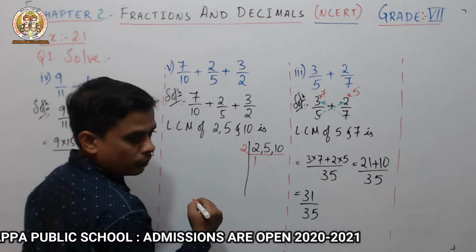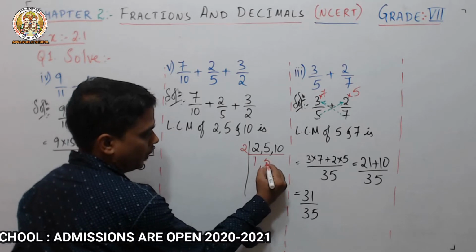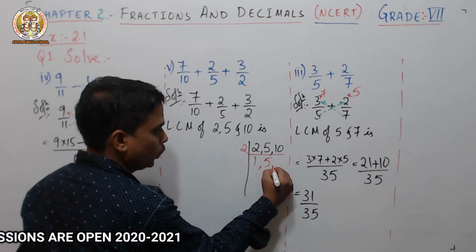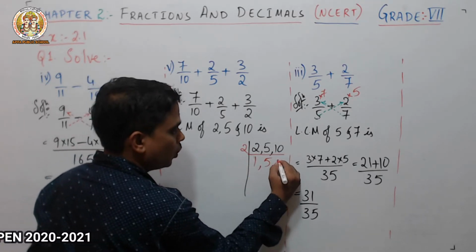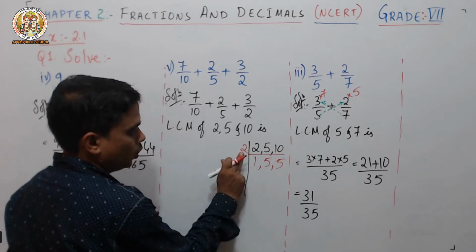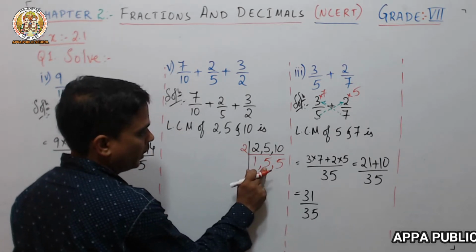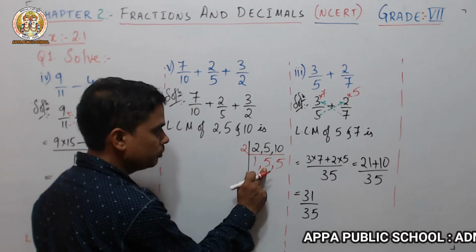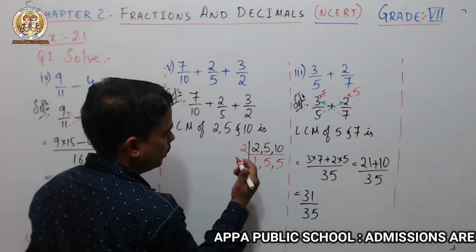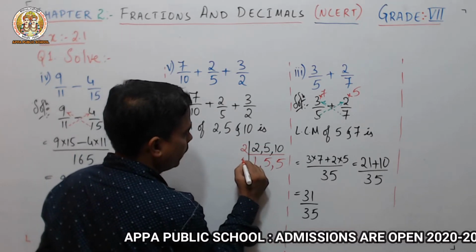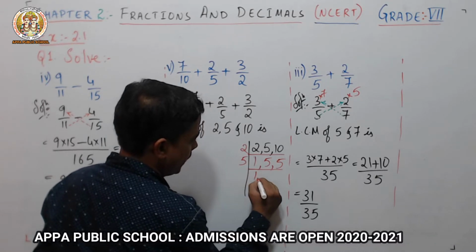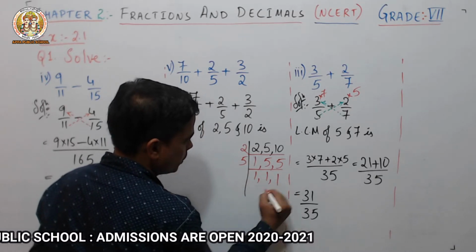2 ones are 2, okay. In 2 table 5 will not come, I'll write 5 as it is. Next, in 2 table, how much are 10? 2 5s are 10. 2 1s are 2. 5 I will write as it is because in 2 table 5 won't come. Next 2 5s are 10. Once again now 5 table. 5 1 as it is. 5 1s are 5.